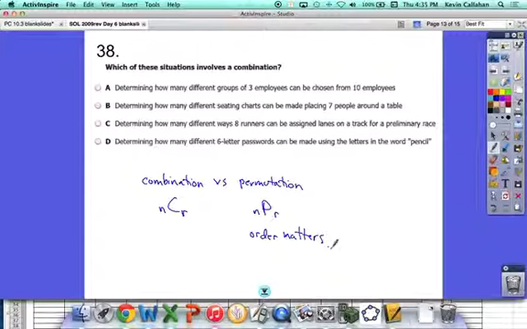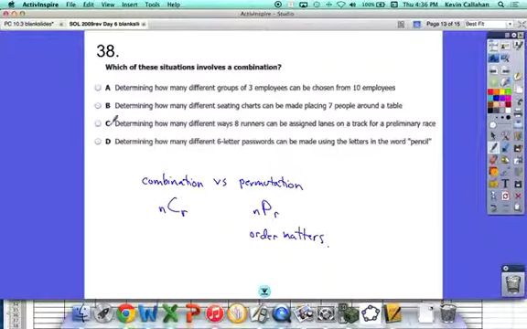Well, if you read these 4 here, in B, C, and D, you have a number of people and you are rearranging these people, right? Determining how many different seating charts can be made, placing 7 people around a table. I mean, the only thing that's changing is the order you're putting people in. Determining how many different ways 8 runners can be assigned to lanes on a track. I mean, there's 8 runners and they're filling 8 lanes. What's going to change in between all these different possibilities? Their order. That's all you're looking at. Which is not a great example of a permutation, but it is a permutation.